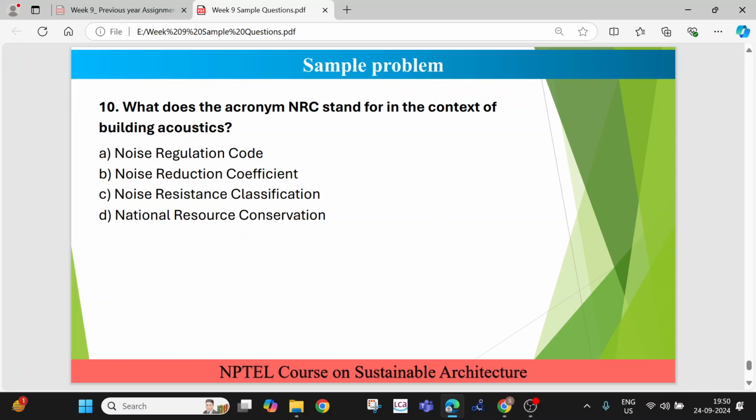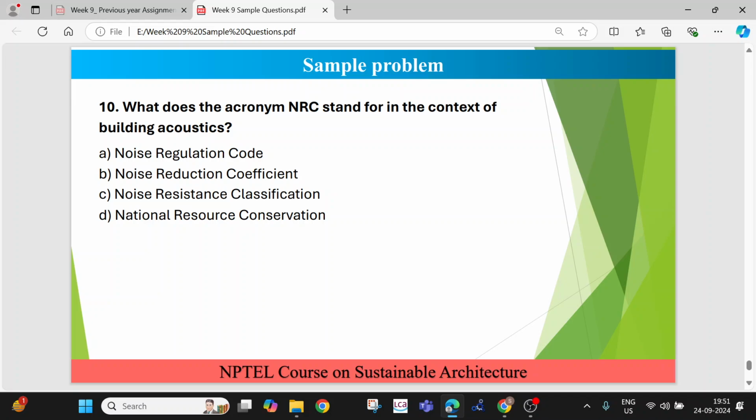So if a material is absorbing all the sound, how much NRC value will it have? Noise reduction of that material will be how much? 0 or 1? 1. Yeah. Similarly, if it is not able to absorb the sound, then the noise reduction value of that material will be 0.